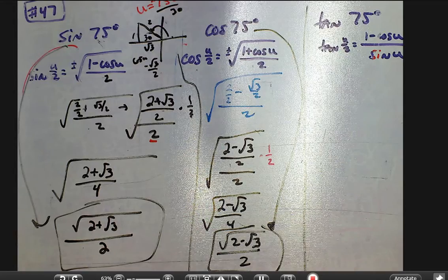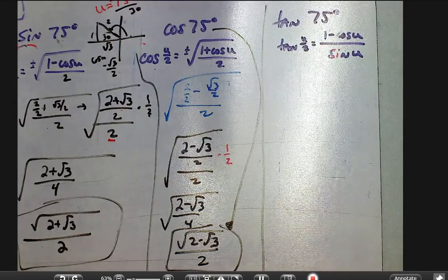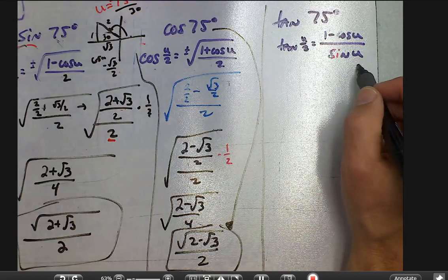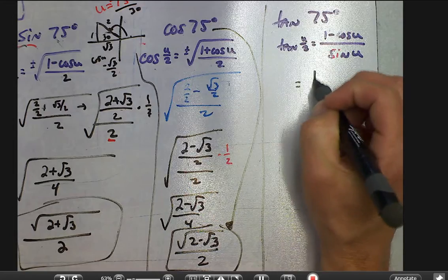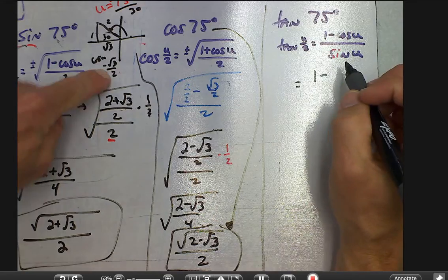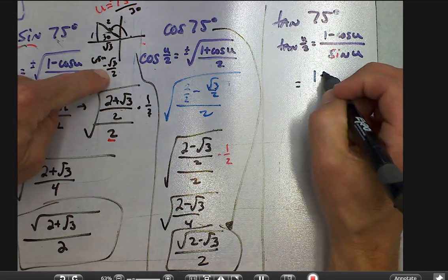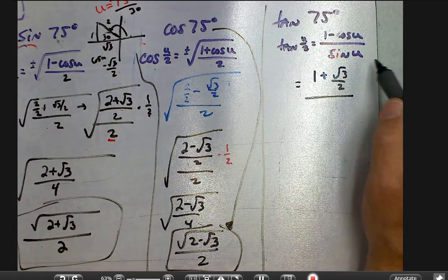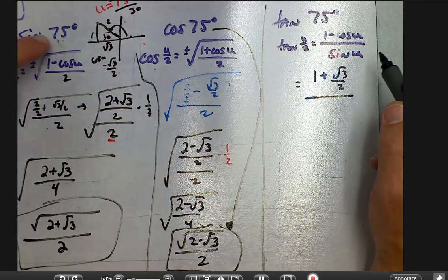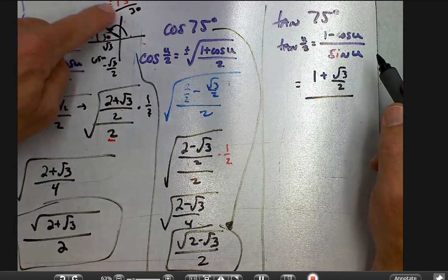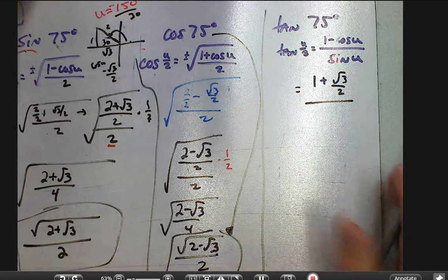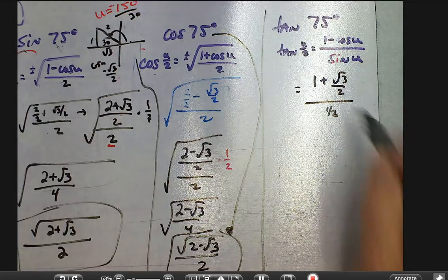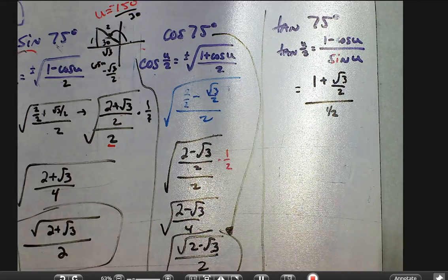And for the tangent of 75 degrees, the formula is a little bit different. It's 1 minus cosine over sine. So I'll have 1 minus the cosine. Cosine again is negative square root 3 over 2, so it's going to be plus square root 3 over 2, all over the sine of u. The sine of 150, because 150 is u, is going to be opposite 1 over 2. And it's positive because sine is positive in the second quadrant.